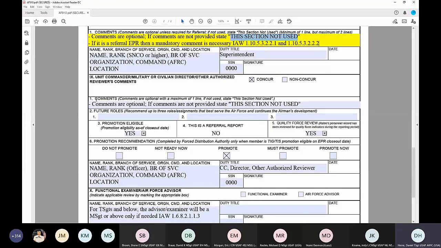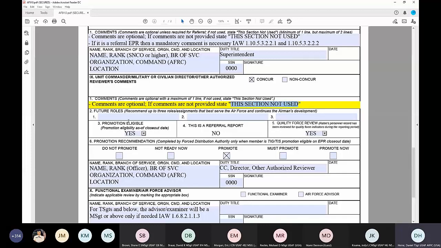Again, comments are optional, but if they are not provided, they have to put this section not used. I know previously on the previous AFI, it said to use this line intentionally left blank. They changed it back again to this section not used. So please use this section not used for the report.